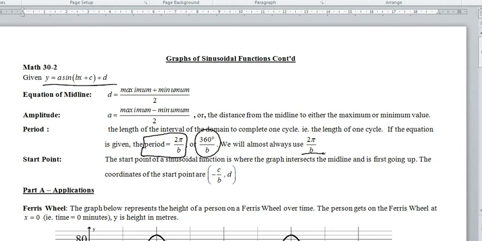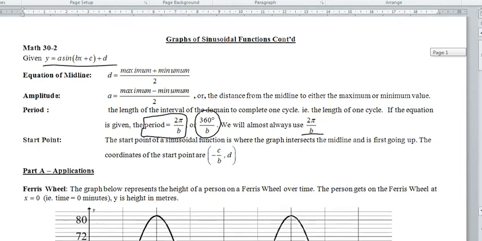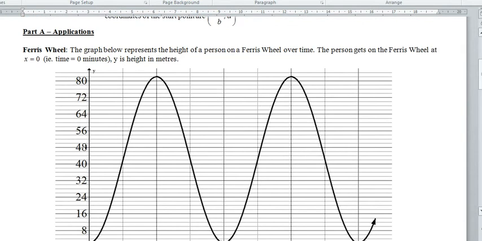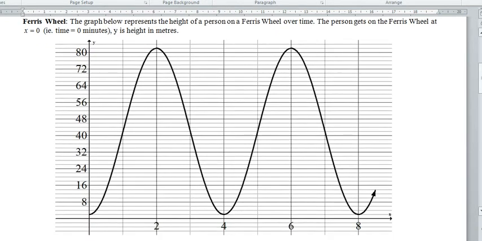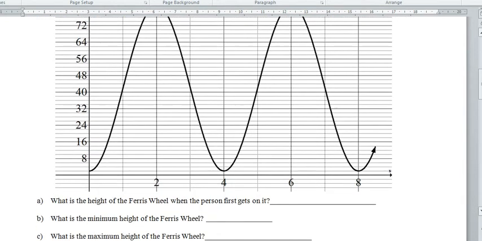All right, applications. So this is really what it's all about, right? This unit. It's not about doing it in degrees or doing it in radians. It's about, hey, here's a Ferris wheel. Graph below represents the height of a person on a Ferris wheel over time. The person gets on the Ferris wheel at x equals 0, that is the time is 0 and y is the height. So this is height of the wheel or the person, and this is the time. Running along here, and I believe it's measured in minutes. Because if it were seconds, that thing's moving pretty fast, so yeah, it's got to be minutes.